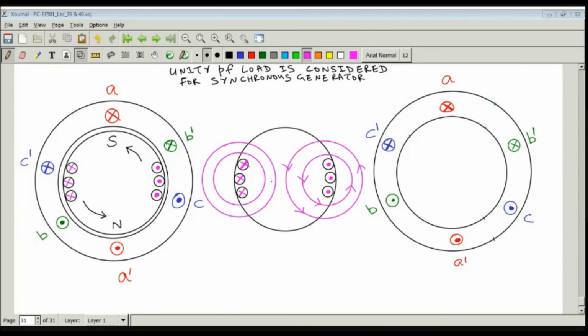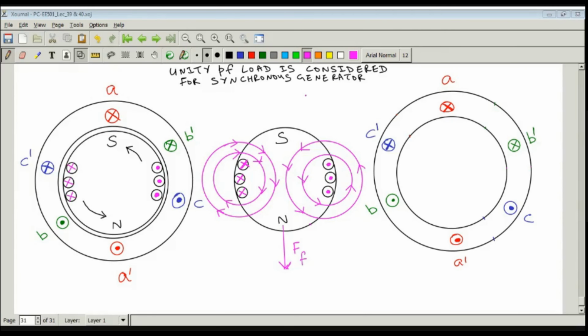You can now easily make out which is your north pole and which is your south pole. You can see here lines of flux are entering this pole face, so this will be your south pole. Here the lines of flux are leaving, so this is your north pole, and the field MMF FF is acting in this direction. This is the direction of FF, that is the field MMF.